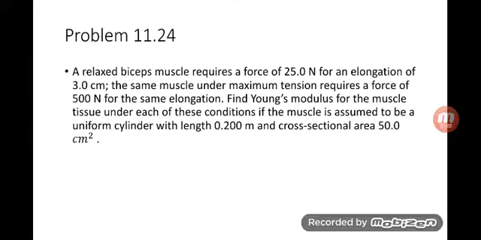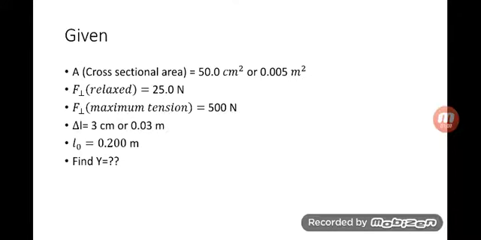of 50.0 centimeters squared. So, your given is cross-sectional area, which is 50.0 centimeters squared, which is 0.00500 meters squared. The force perpendicular when it's relaxed, which is 25 newtons. The force perpendicular when it's on maximum tension, which is 500 newtons. The change in length of the biceps, or the elongation, which is 0.03 meters or 3 centimeters, and the initial length, which is 0.200 meters.